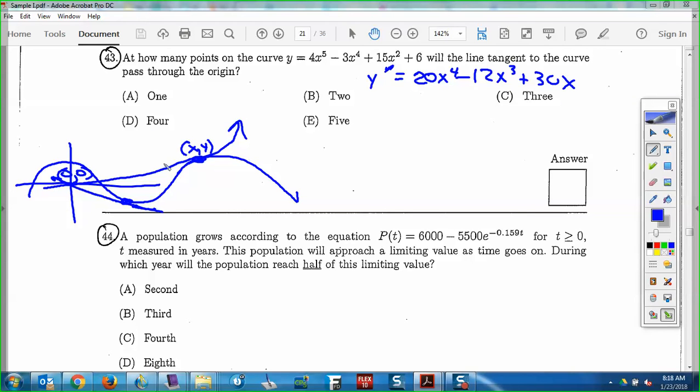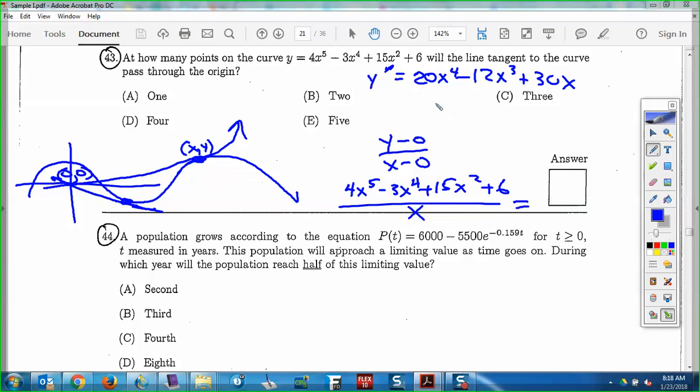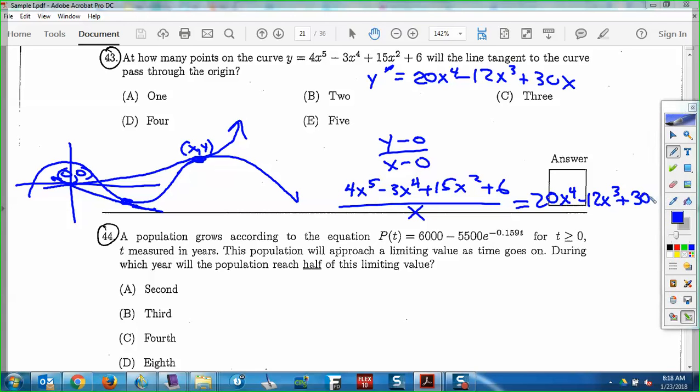So that's one way to write the slope. And the other way to write the slope of a tangent line here is slope between these 2 points. So y minus 0 over x minus 0. Just do the slope between those 2 points. Now what can we put in place of y? This equation right here. So what I've got is 4x to the fifth minus 3x to the fourth plus 15x squared plus 6 all over x. That's got to equal the derivative 20x to the fourth minus 12x to the third plus 30x, if I didn't make a mistake there somewhere.